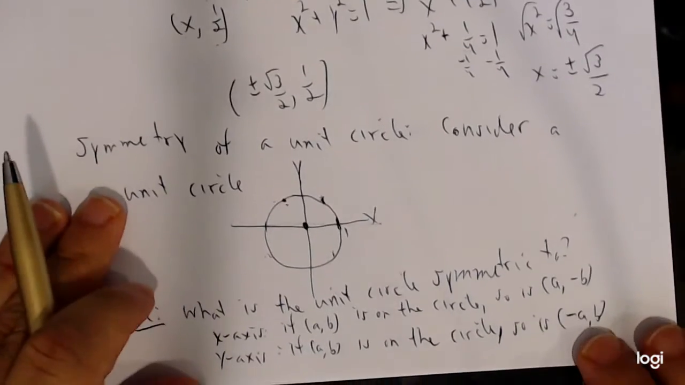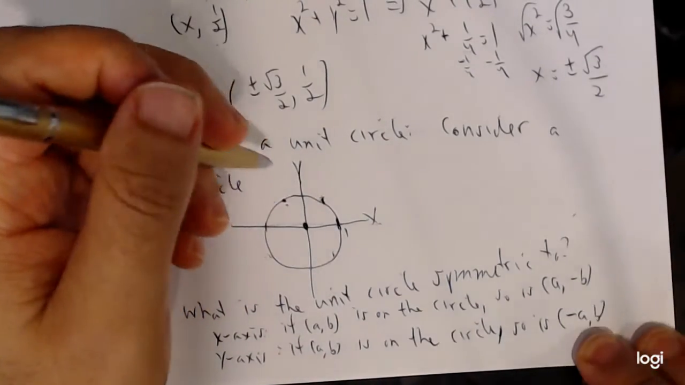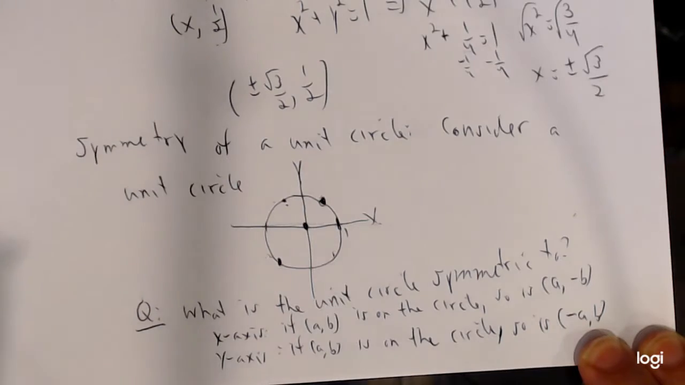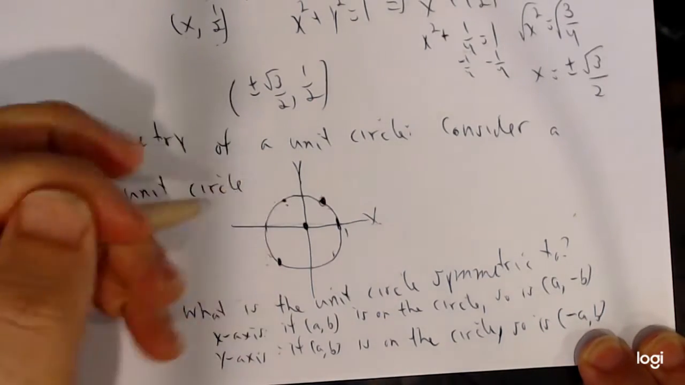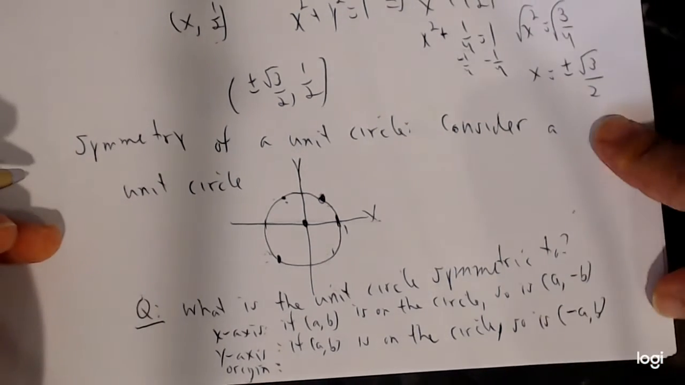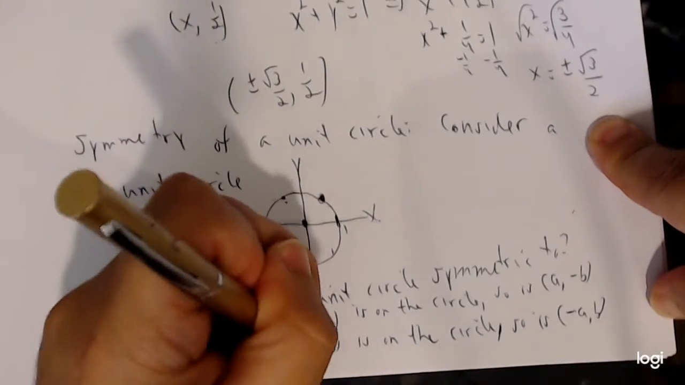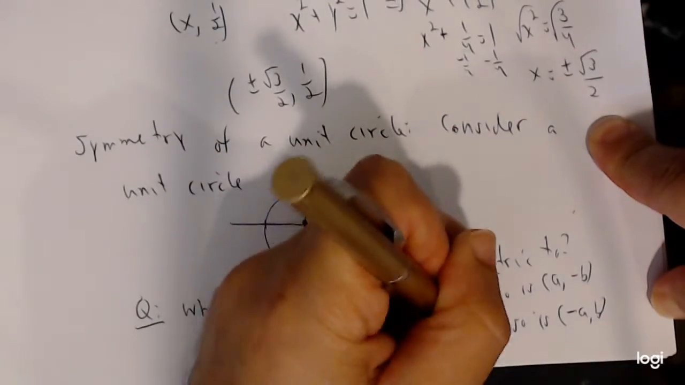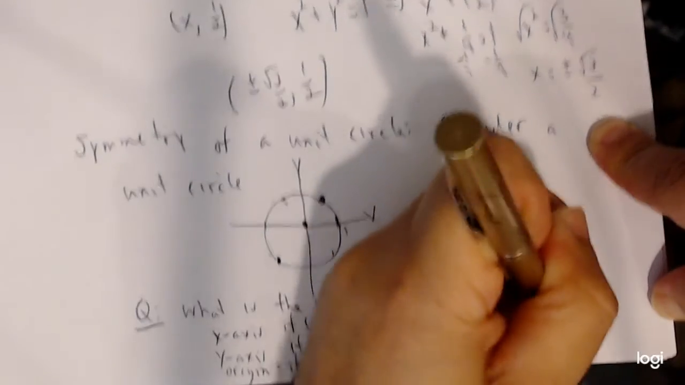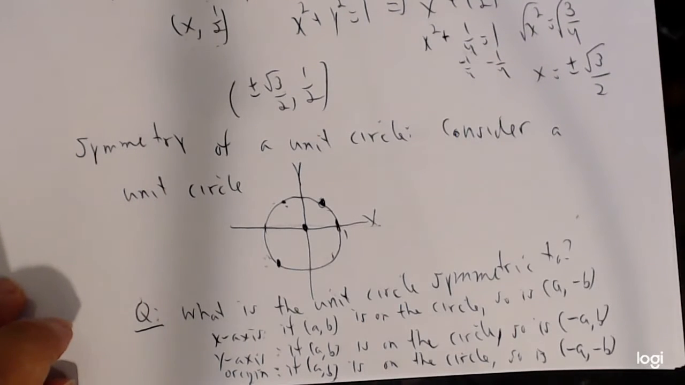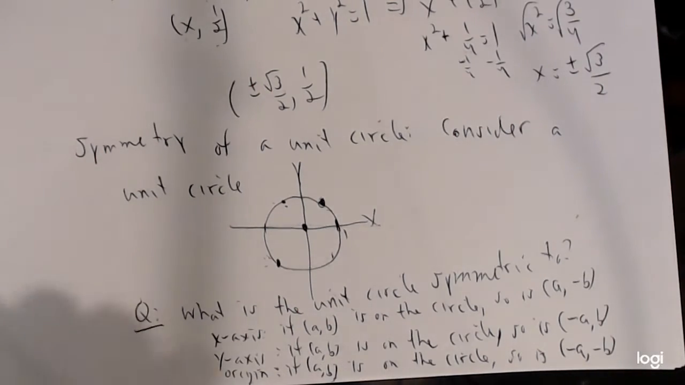And then lastly, it's also symmetric with respect to the origin, which means if A comma B is on the circle, so is negative A comma negative B. So the exact opposites, like they're across. So we could also say it's symmetric with respect to the origin. And with this, we would say if A comma B is on the circle, so is negative A comma negative B. All right, so that's what we're saying. So what we notice is, in fact, the circle is pretty much symmetric to everything, right? Because all three conditions are satisfied, okay?